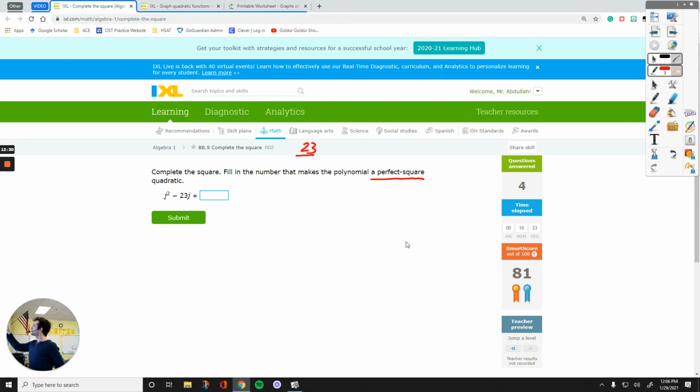What happens when you divide 23 by 2? I don't want to put decimals in there, so I'm just going to keep it as negative 23 divided by 2. And then if I square this expression, that's going to give me the last number. So what's 23 times 23? Okay, 529. So the last number is going to be 529.